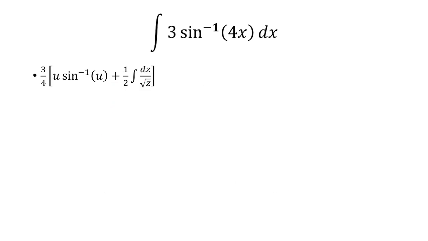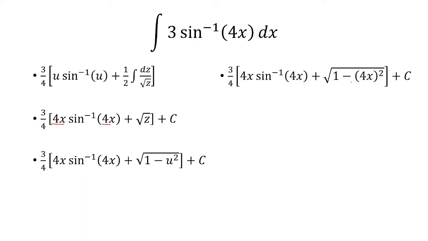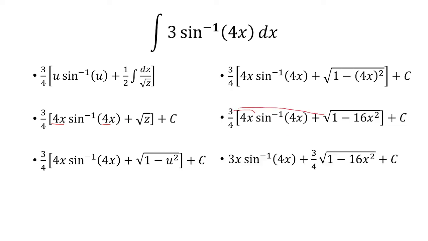So this is the same thing as z raised to the negative 1/2 power, whose antiderivative is just the square root of z when you multiply by 1/2. And then u we said was 4x, so we made that substitution. And now z we said was 1 minus u squared. And recall that u was 4x, so we have 1 minus the quantity 4x squared inside the square root, which is just 1 minus 16x squared. And so we're going to multiply both of these by 3/4 and get that this is our final answer.